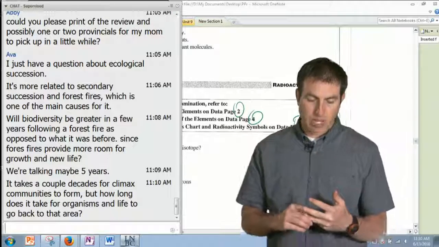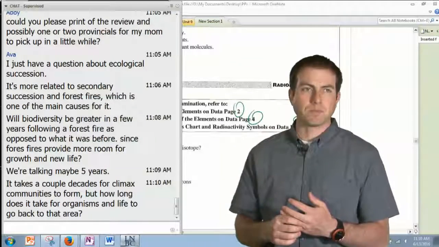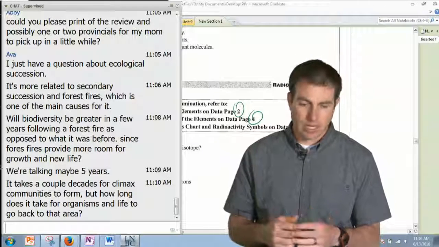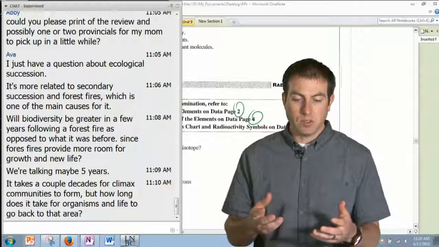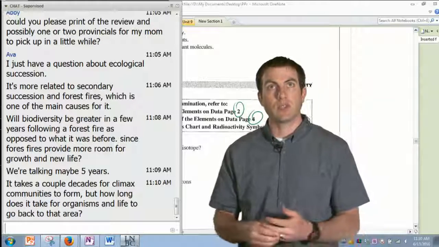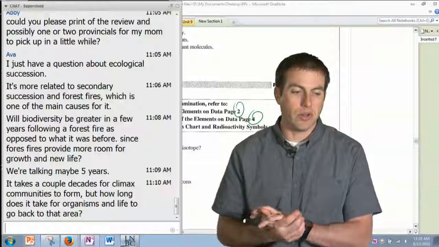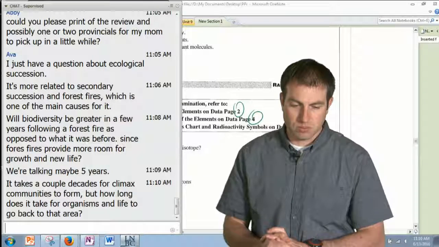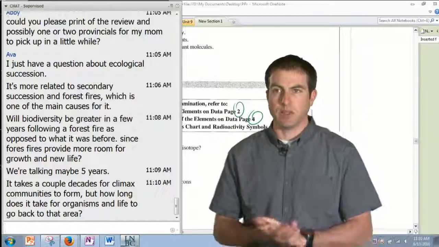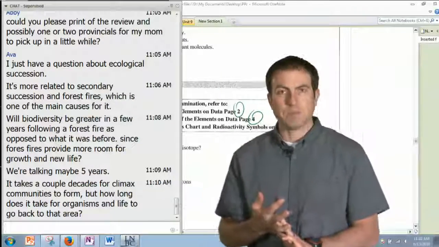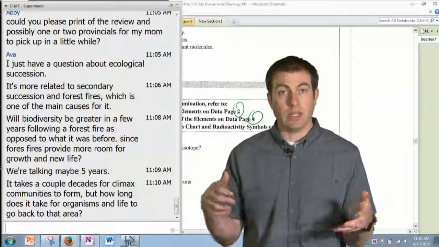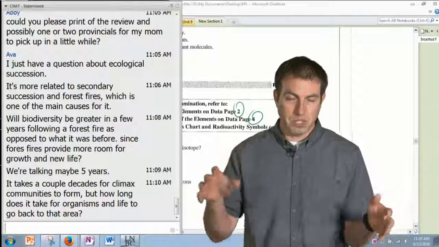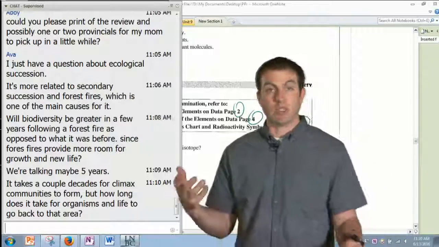It takes a couple decades for climax communities to form, for sure, but how long does it take for organisms and life to get back into that area? It depends when conditions are favorable for it. Let's think about an animal like a deer. Maybe deer isn't the best example, but we'll just pick deer because it's the first animal that popped into my head. So deer like forests, right? They like to live in treed areas. They have places to hide and dense undergrowth and things like that, where there's grass for them to eat.